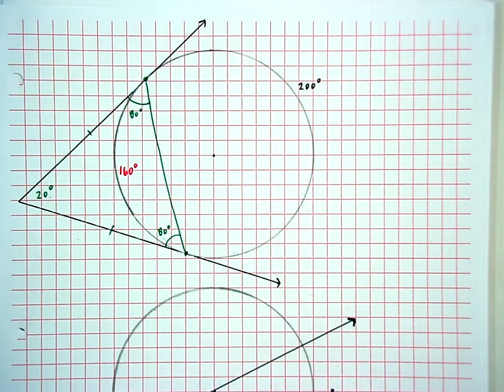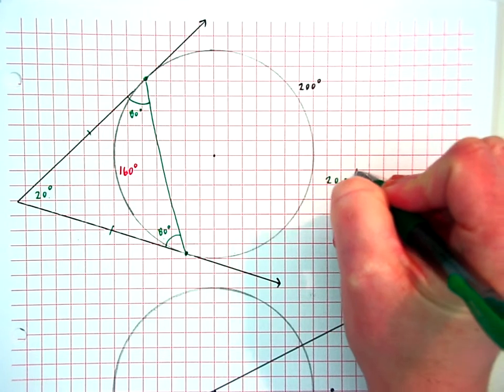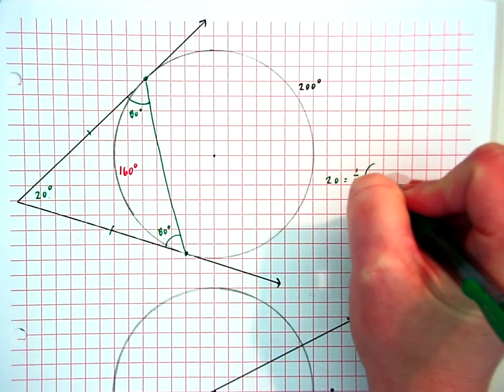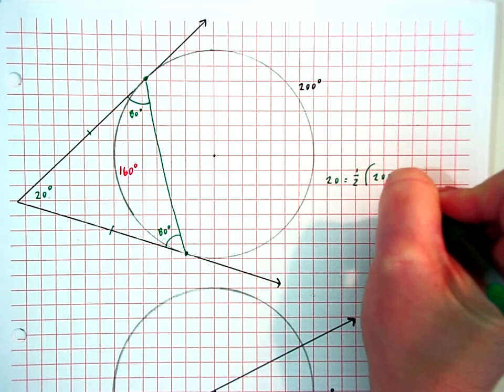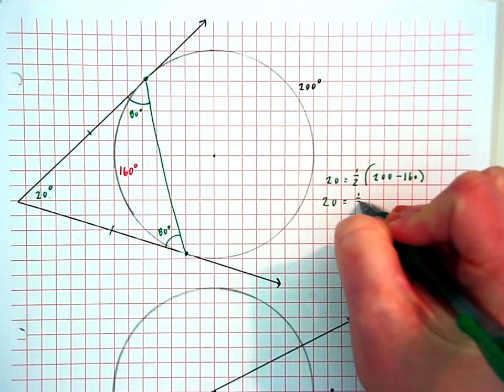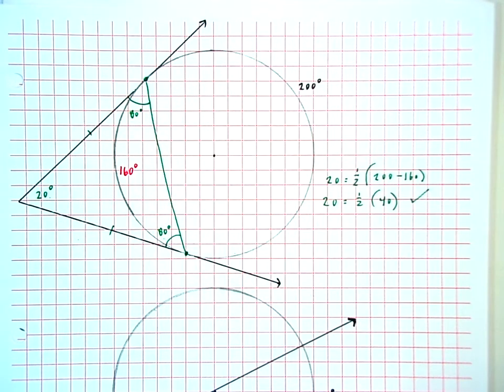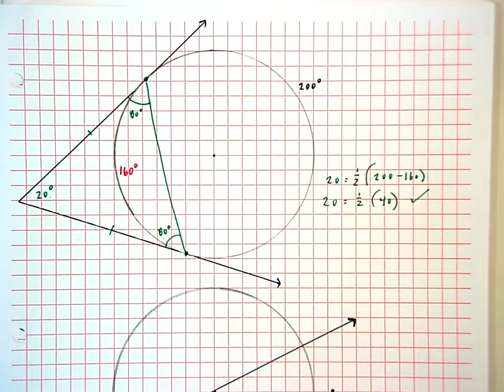Okay, but regardless, let's just check that formula. Is 20 equal to 1/2 the difference between 200 and 160? Right, 20 is equal to 1/2 of 40. Well, yes, absolutely. So I'm just checking that initial relationship where I told you that the angle will always be 1/2 the difference between those two intercepted arcs. That's when the vertex is outside of the circle.